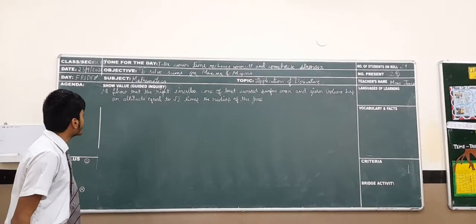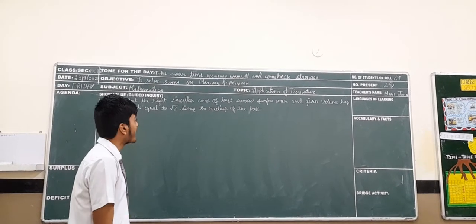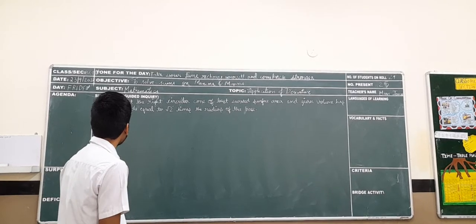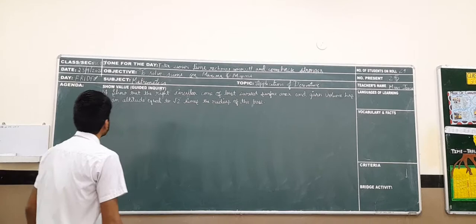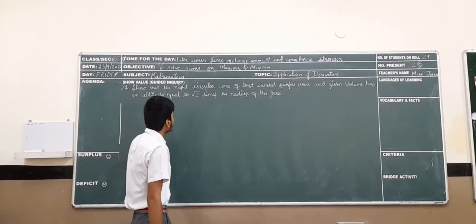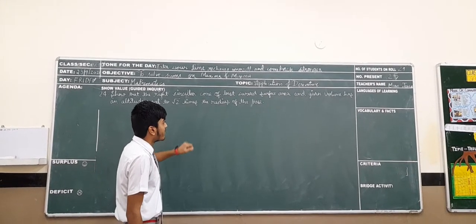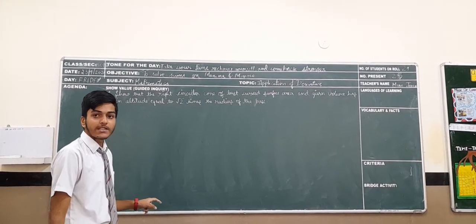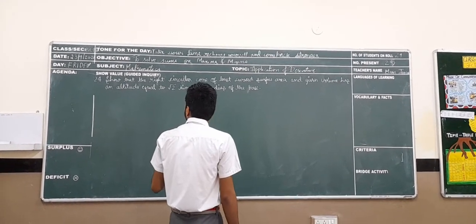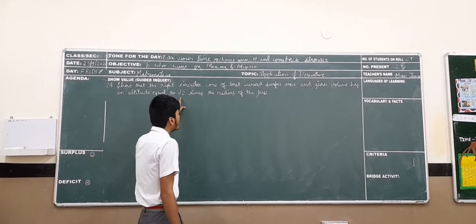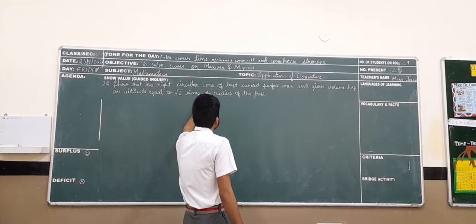In the question, it is given: show that the right circular cone of least curved surface area and given volume has an altitude equal to root 2 times the radius of the base. So first, we have a right circular cone whose curved surface area is the minimum, and the altitude is root 2 times the radius of the base. First we will find out the CSA of the cone.